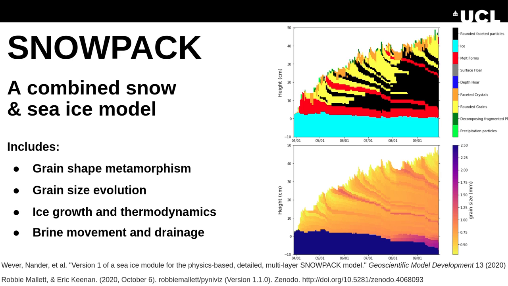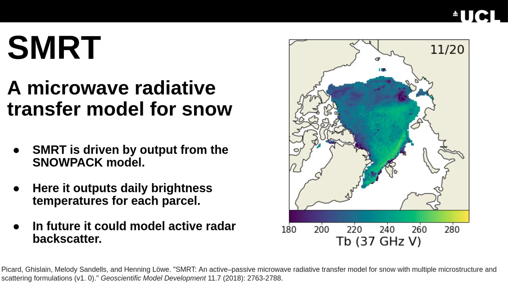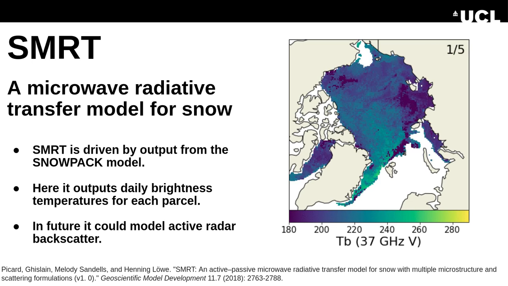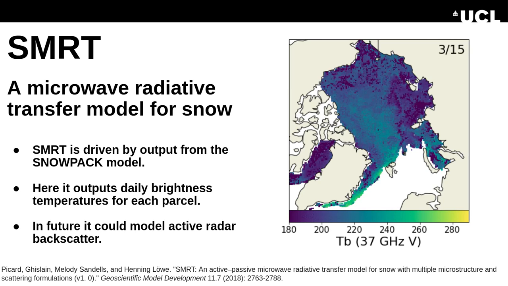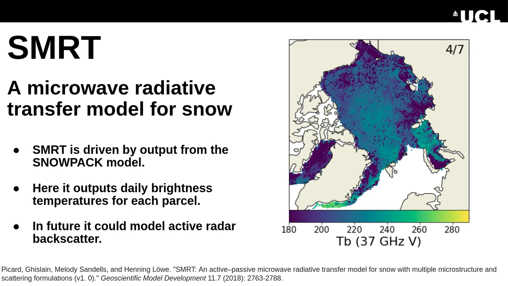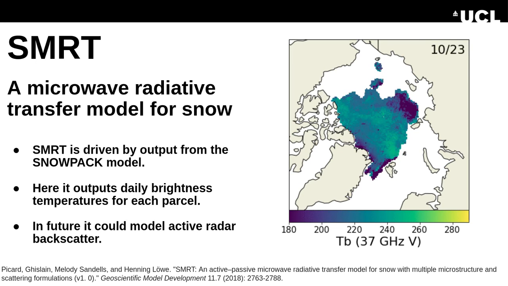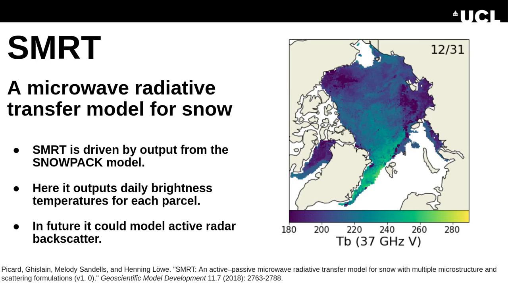The most novel part of this project, however, is probably the linkage to SMRT. Every instance of SNOWPACK is linked to an instance of SMRT, and the output of the physical snow model drives the microwave model. At the moment, I'm just running in passive mode and outputting brightness temperatures. On the right of this slide, you can see the 37 GHz vertically polarized channel that's used in some snow depth retrieval algorithms. But in future, there's no reason in principle why the model shouldn't run in an active mode to simulate radar backscatter coefficients or even altimetric return waveforms.